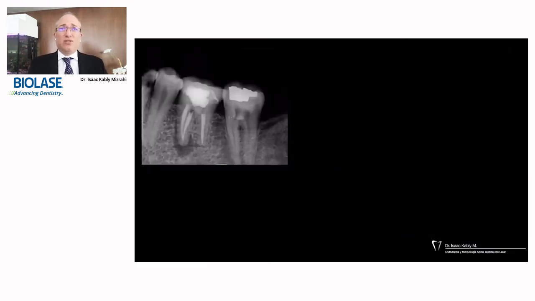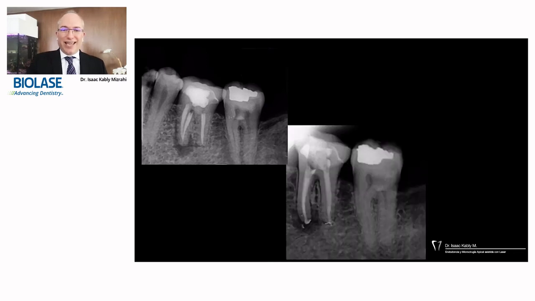For retreatments, it also works great. I mean, you can retreat this molar the way you are used to. You can only use water if you want, and then combine it with a 940 nanometer diode, or you can just retreat it and use some sodium hypochlorite and some EDTA combination to retreat that molar.